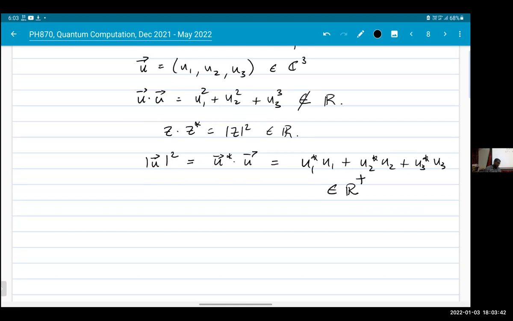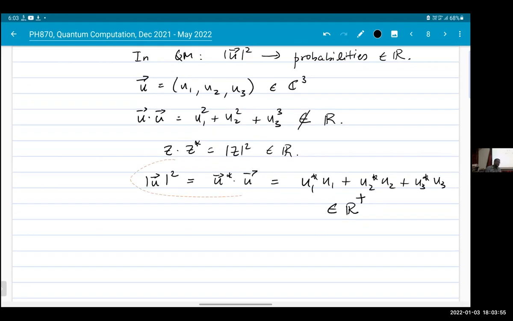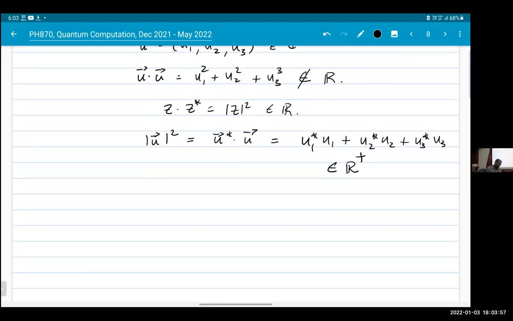All right. So we accept this as the definition of the length of a vector. But if I accept this as a definition of the length of a vector, then I have a small problem. How should I define U dot V? Should I define it as U star dot V, right? Or U dot V star? Now there are two possibilities, right?